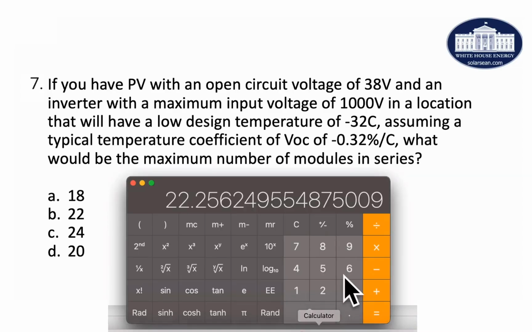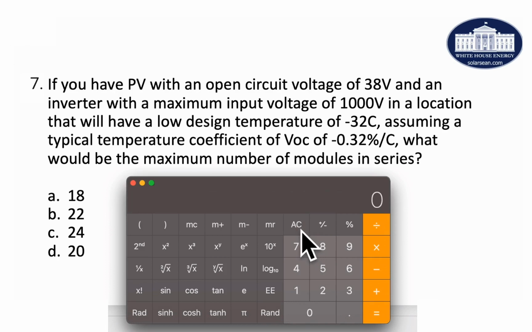Once again, if I wanted to do it quick, it's good practice. You could be in the string sizing championships. So 32 below. What I'm going to go is 25 plus 32 equals, times 0.0032 equals, plus 1 equals 1.1824. Check in my head, 18% increase. Sounds right. Multiply times the VOC at standard test conditions, which is 38 volts. Then I get 44.9 volts.